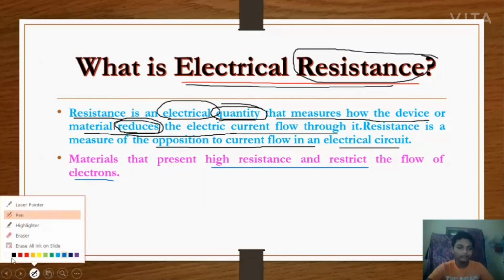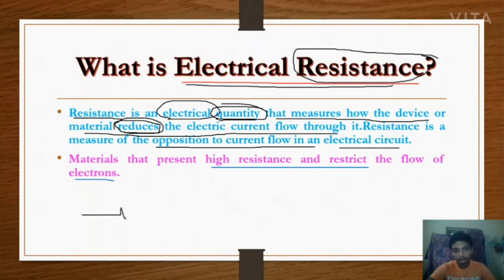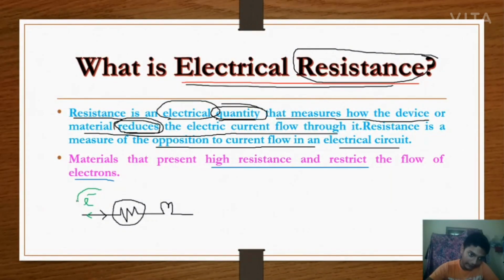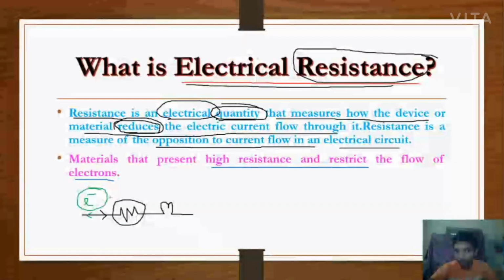Okay, let me bring out a diagram. This is a wire, and it has a circuit component, a bulb. Current is flowing in this circuit in this direction, and I have placed a resistor here. As current flows in this direction, electrons flow in the opposite direction. Remember, current is the flow of electrons, and current always moves opposite to the direction of the electrons.